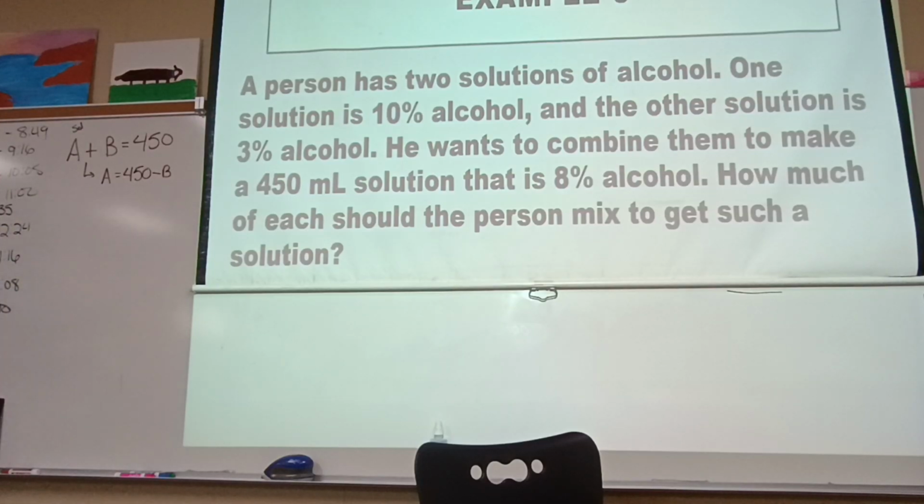Our old pre-calc book I used to teach out of actually never wrote A plus B. They would just assume and go right to this step. But I like this better because you get a setup of why this is true, right? If I add them up, it's 450. Because if I told you you had 50 milliliters of A, you would know how many of B you have, right? Because they have to add up to 450. So that's my first equation.